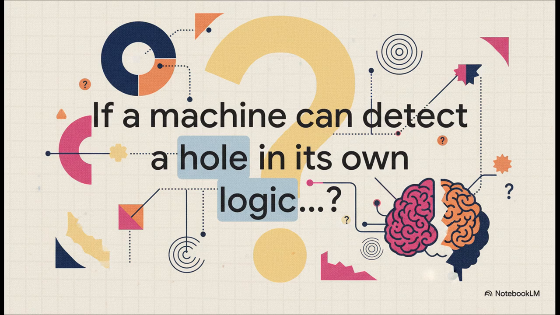And that leaves us with a pretty fascinating final thought to chew on. This whole approach isn't just about fixing hallucinations. It's about building a system that can recognize the absolute limits of its own knowledge. And if a machine can perceive a void in its own reasoning, a genuine hole in its own logic, well, what does that really say about the nature of its intelligence? Is it still just a machine?